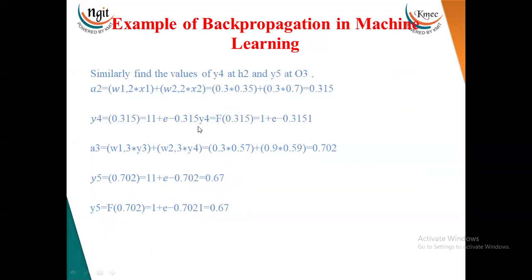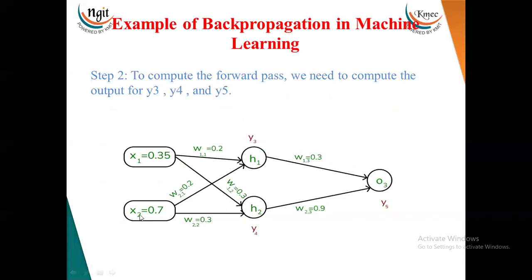Now coming to A2. I'll go to the figure. What will be the A2 now? What are the values I'm getting over here? So 0.3 into 0.35, and 0.7 into 0.3.